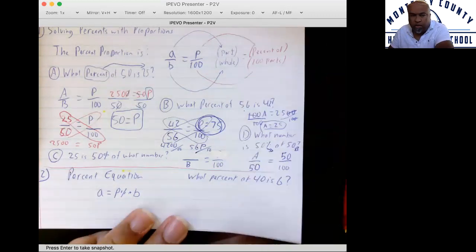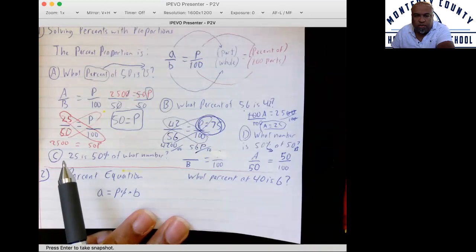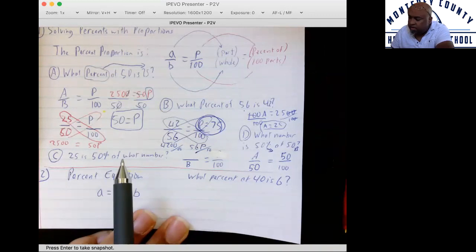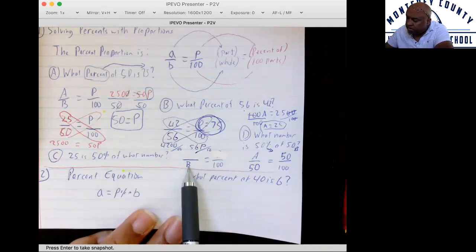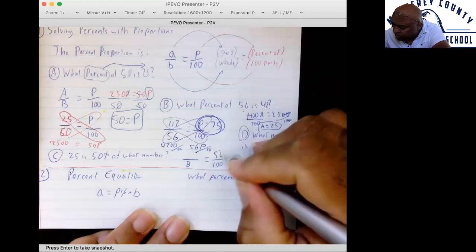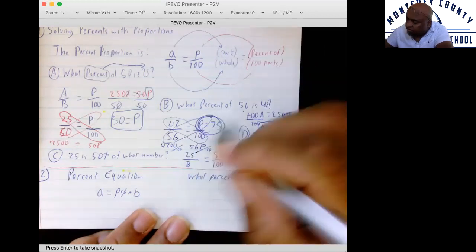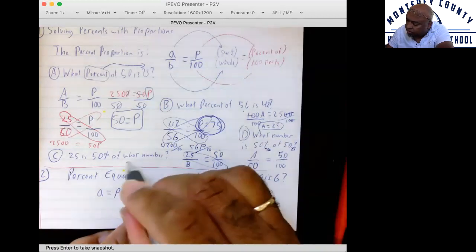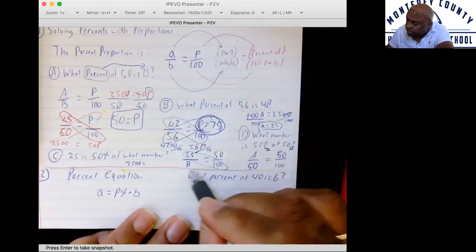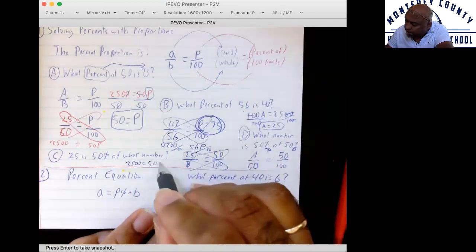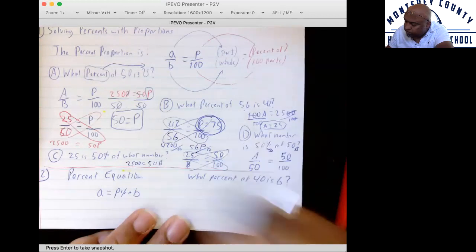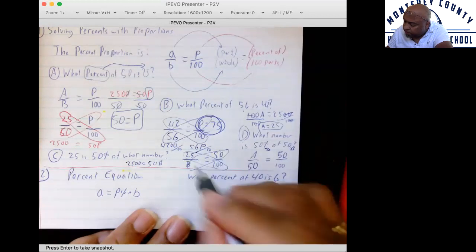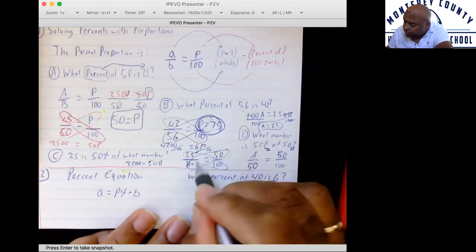Now, I did a C problem here. I think I had skipped it, but 25 is 50% of what number? Okay. And in this case, B is missing. So I put in the other numbers and I can cross multiply again. 25 times 100 is 2,500. B times 50 is 50B. Okay. Divide both sides by 50. And then I get B equals 50.